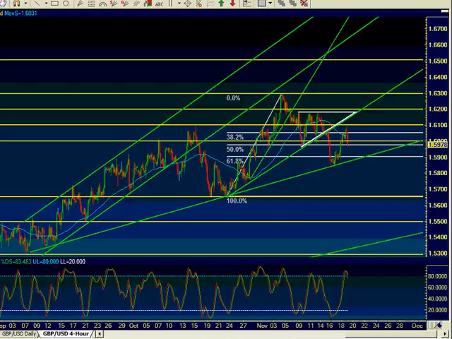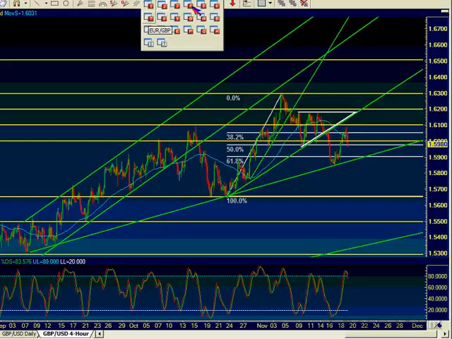How many pairs do you look at simultaneously? I look at all the majors: euro dollar, British pound against US dollar, dollar yen, dollar Swiss, Aussie dollar, dollar Canada. But then I look at the crosses as well.